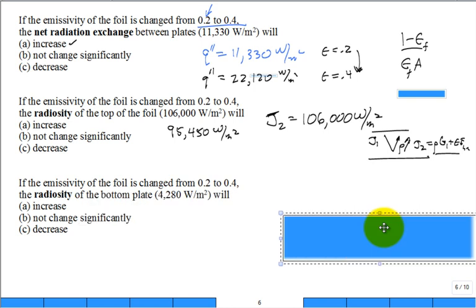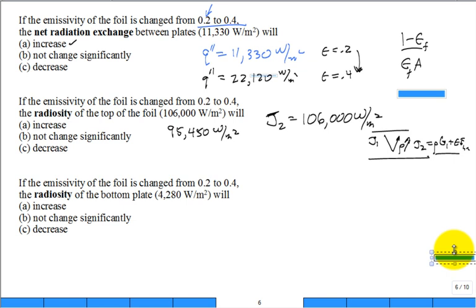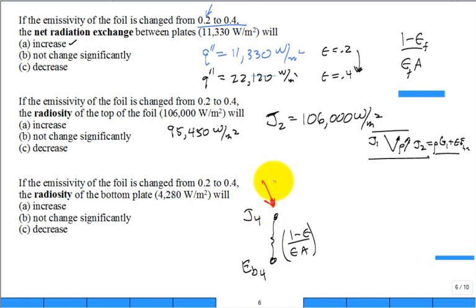The emissivity of the foil is changed, same game. What happens to the radiosity of the bottom plate? And let me help you with this one a little bit. Think about at the end of that network. What do we have right here? EB4, and then we have J4, true? And this is 1 minus epsilon over epsilon A. And what's coming through there? Q.